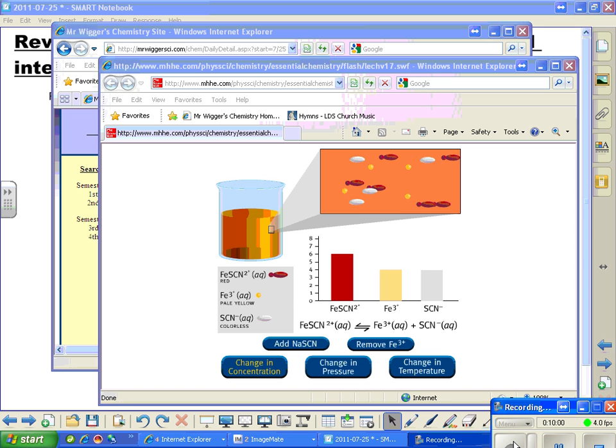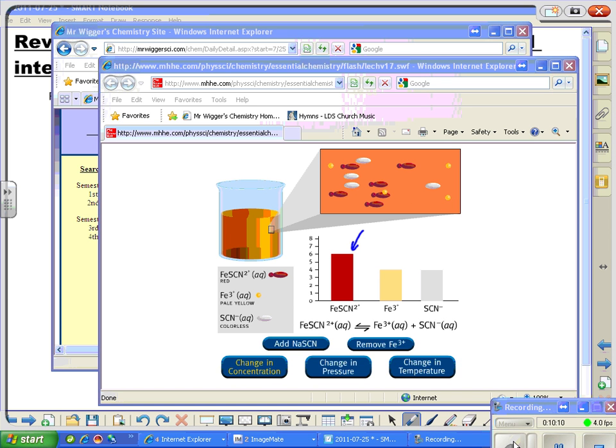He wants to remove it. Is removing the same or opposite side? Opposite. So that means we're going to see this line right here go up. What's going to happen to these other two lines? These two guys are going to do what? They're going to go down.